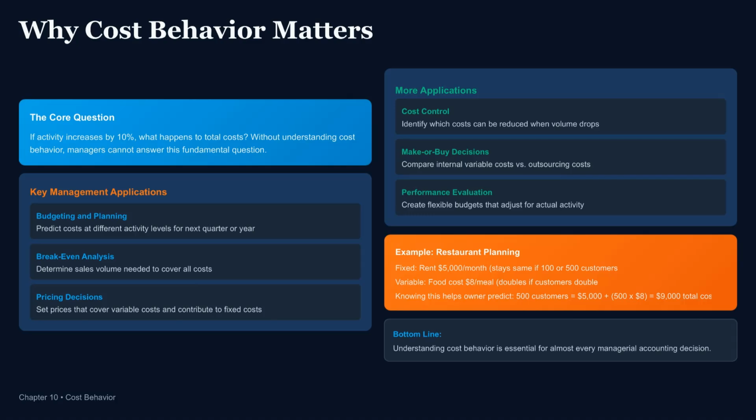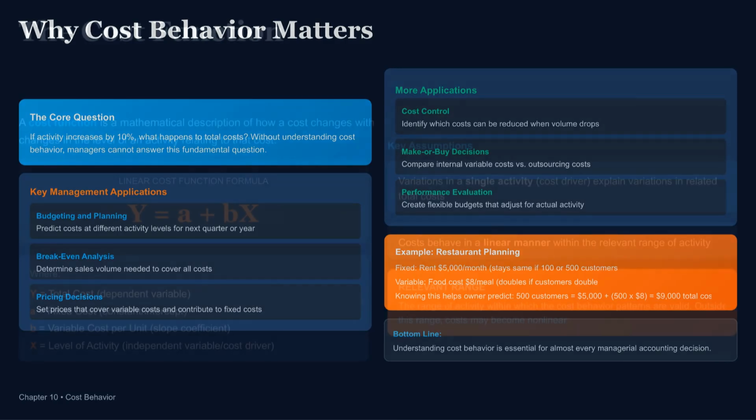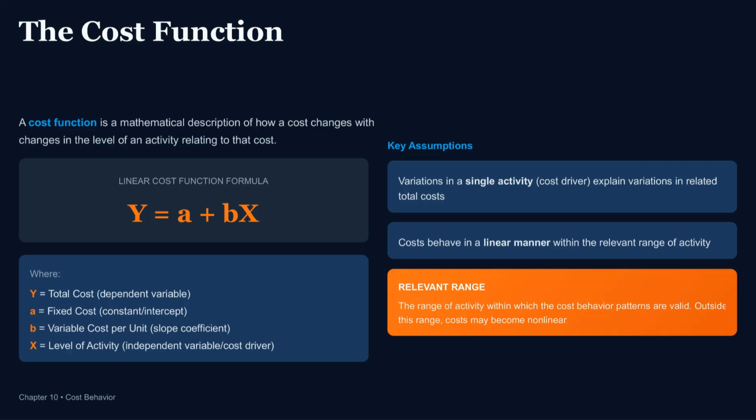Next, consider why cost behavior matters. This slide poses the core question: if activity increases by 10%, how will total costs adjust? Through color-coded sections, it highlights key management applications, from budgeting and break-even analysis to pricing decisions, and provides a restaurant planning example. Reflect on how understanding these cost dynamics informs strategic decisions in business and supports effective managerial accounting. How does this insight change your view of cost management? Consider its impact.